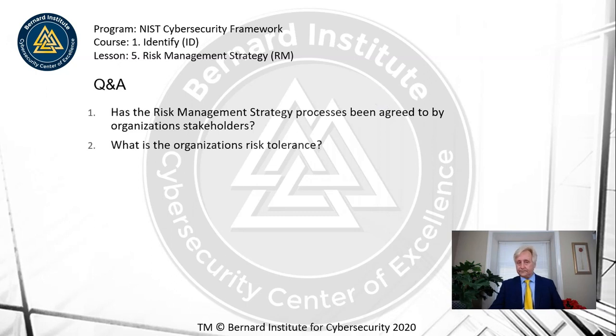Number 2, what is the organization's risk tolerance? So this is a threshold. Sometimes it's referred to as a risk appetite. It's how much risk the organization will take on before it decides it's had enough and it's going to take some action and treat the risk.